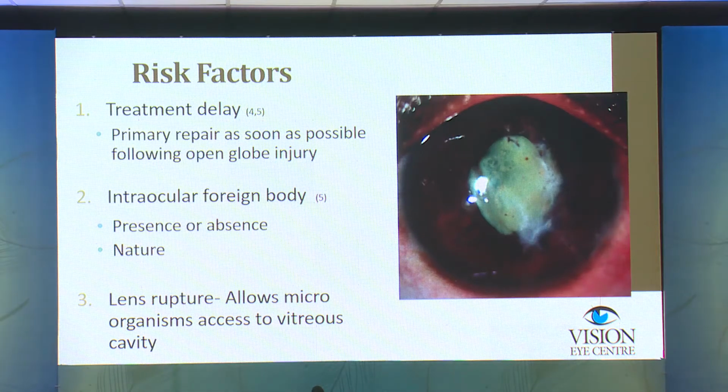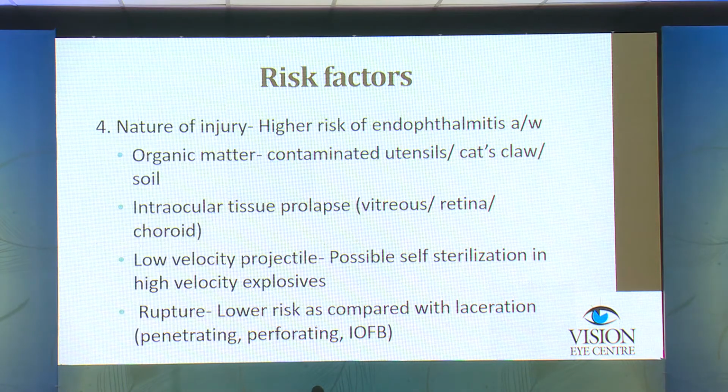Lens rupture allows microorganisms access to the vitreous cavity. Nature of injury: organic matter, as already mentioned, is associated with higher risk. Intraocular tissue prolapse is associated with a higher risk. A high velocity explosive projectile is associated with a lower risk because of possible self-sterilization in these cases. And laceration or penetrating injury is associated with a higher risk as compared to a blunt trauma, which causes a rupture.